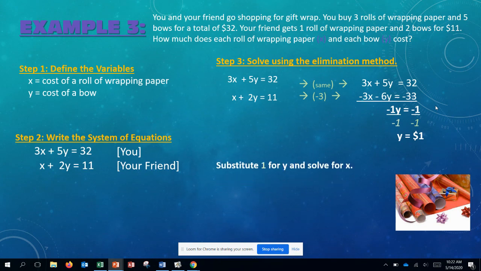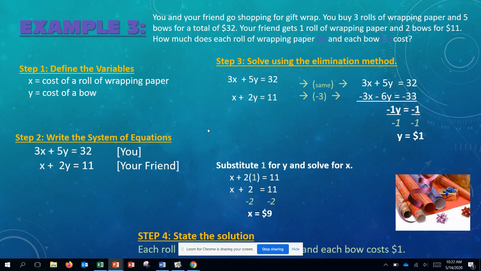Now we substitute y and solve for x. Again, it doesn't matter which equation you use. I again would use this second equation, where your coefficients are smaller. It's going to be easier to deal with. x plus 2 equals 11, subtract 2, we get x equals 9. State a sentence. So each roll is going to cost you $9, and each bow is going to cost you $1.